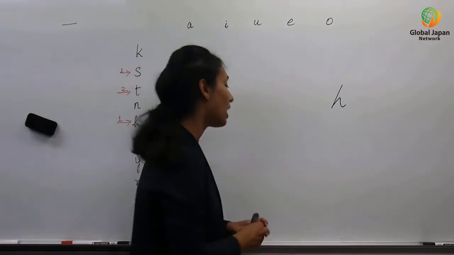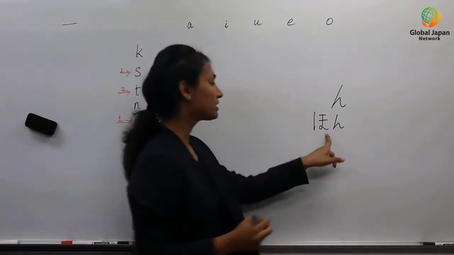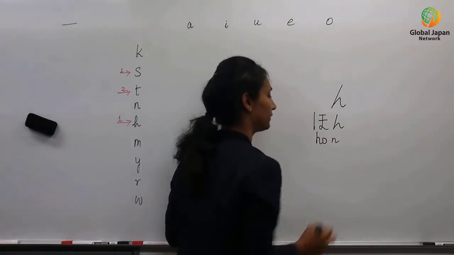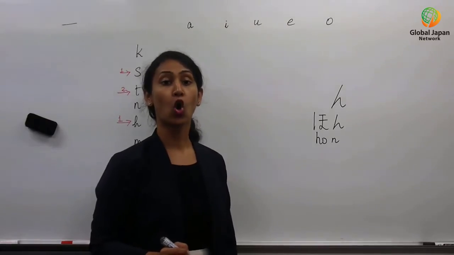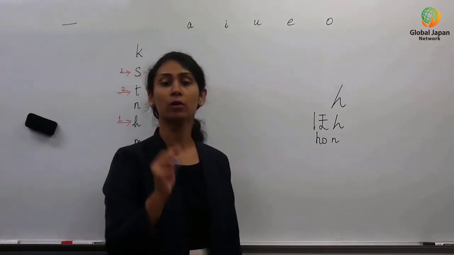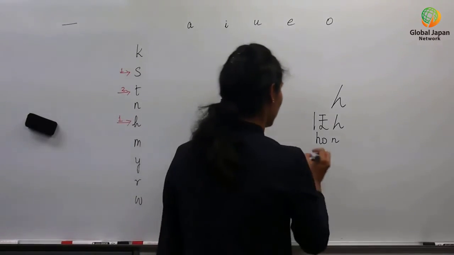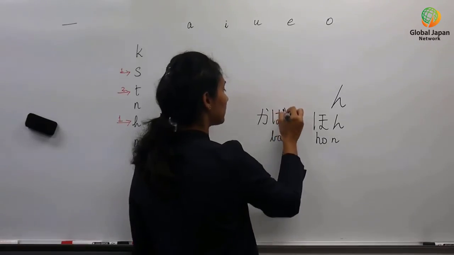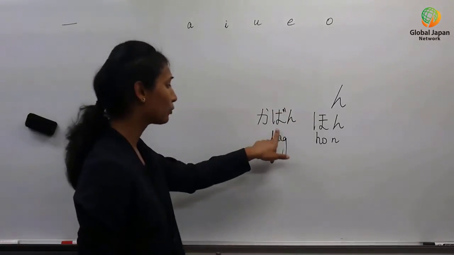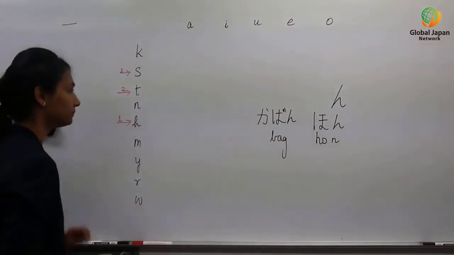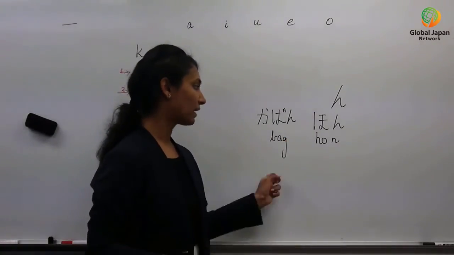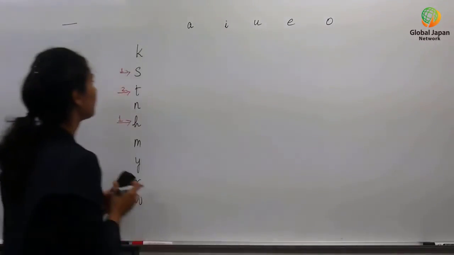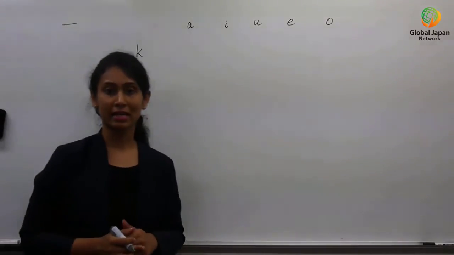Few examples for them are, what is this? Ho. And in English, if I have to write the sound here, it's N. Hon, not ho, hon. Another example word, kaban, means bag. You are yet to learn this letter. It's not ha, it's something else. I'll come to it in next video. So kaban, bag. So this is about the Hiragana characters. We have completed the 46 Hiragana characters.